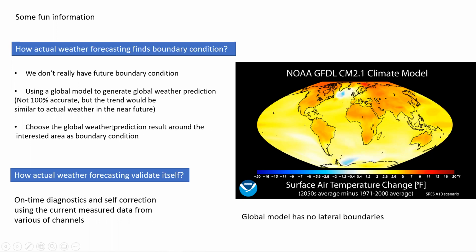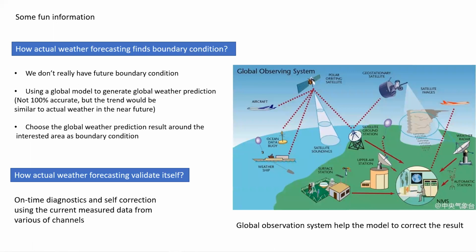And as you can see, in this way, the input is not 100% accurate. That's one reason why weather forecasting is not accurate. And another issue is how weather forecasting validates itself, because we have no time to validate. From today, we need to predict tomorrow's weather. How do we validate ourselves? They have developed some ways to do on-time diagnostics. They have some observation systems.